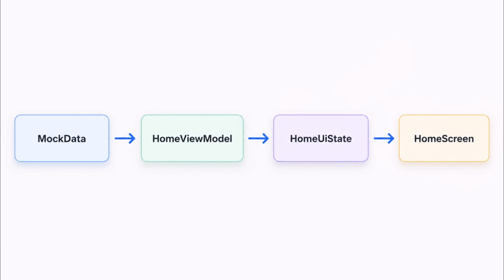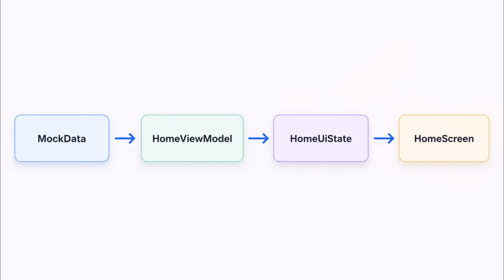So instead of the home screen directly owning all the product lists and categories, the ViewModel prepares the screen data and exposes it as a state object. The screen observes that state and renders the UI. This separation is important. A compose screen should focus on displaying the current state and sending user events upward. It should not become the place where you hide all the app logic.